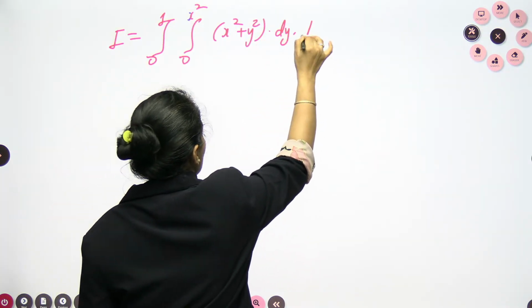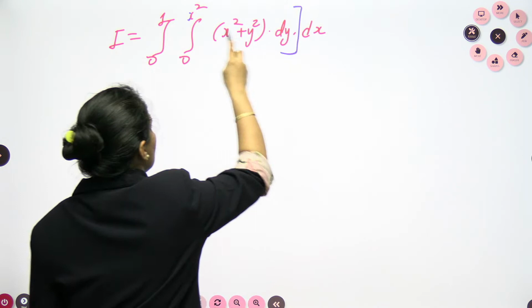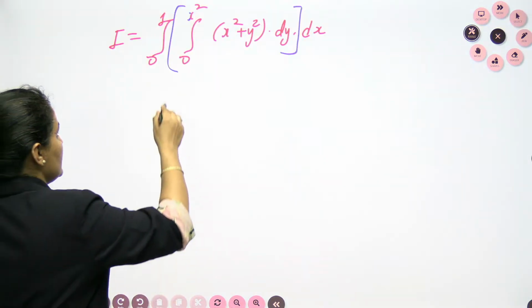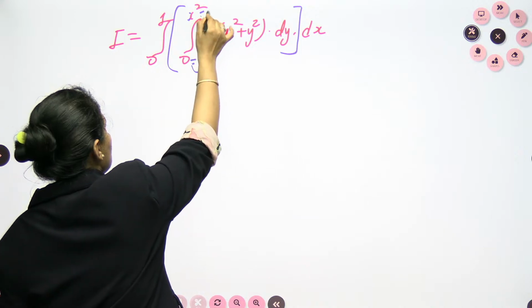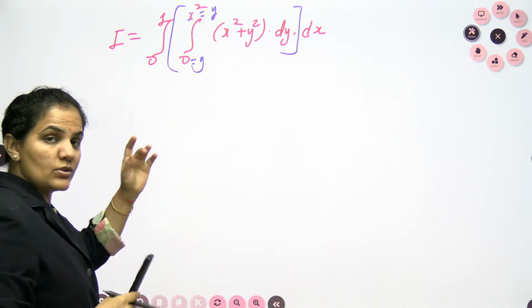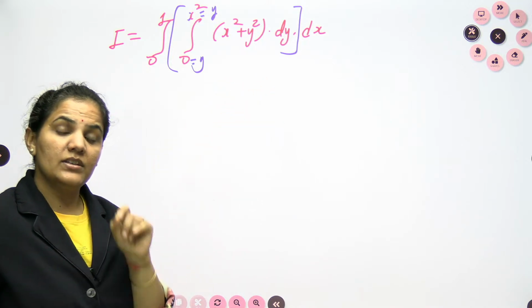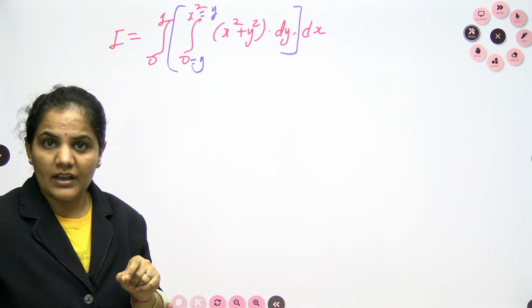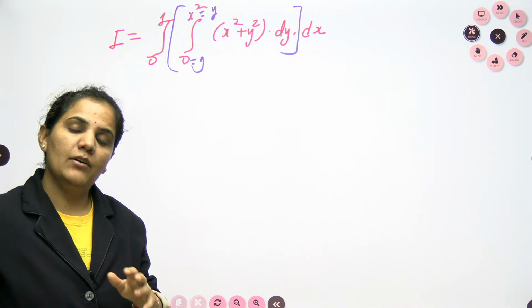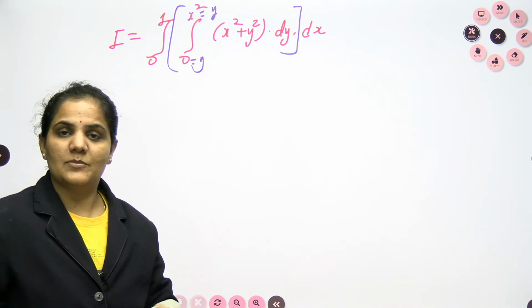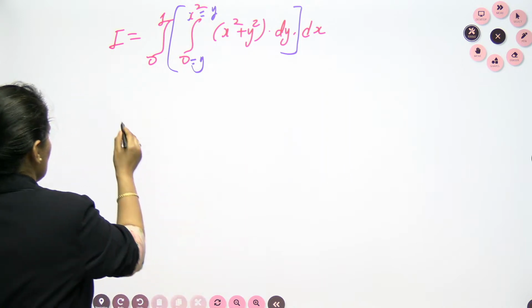So I need to write dy dx here. Why am I writing dy dx? Because I can see this is the limit of y. When y goes from 0 to x square, I need to integrate first with respect to y. Whatever result we get, we will integrate that result again with respect to x. Okay, so let's solve here.